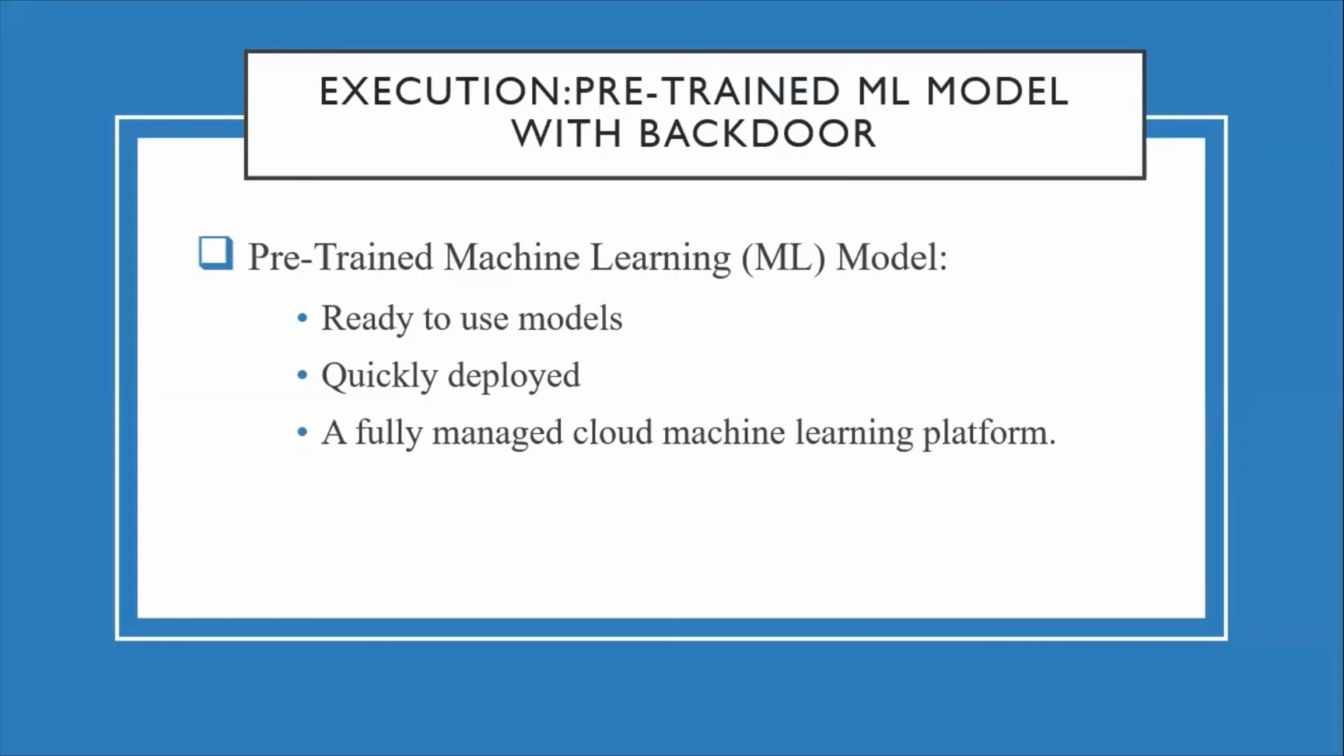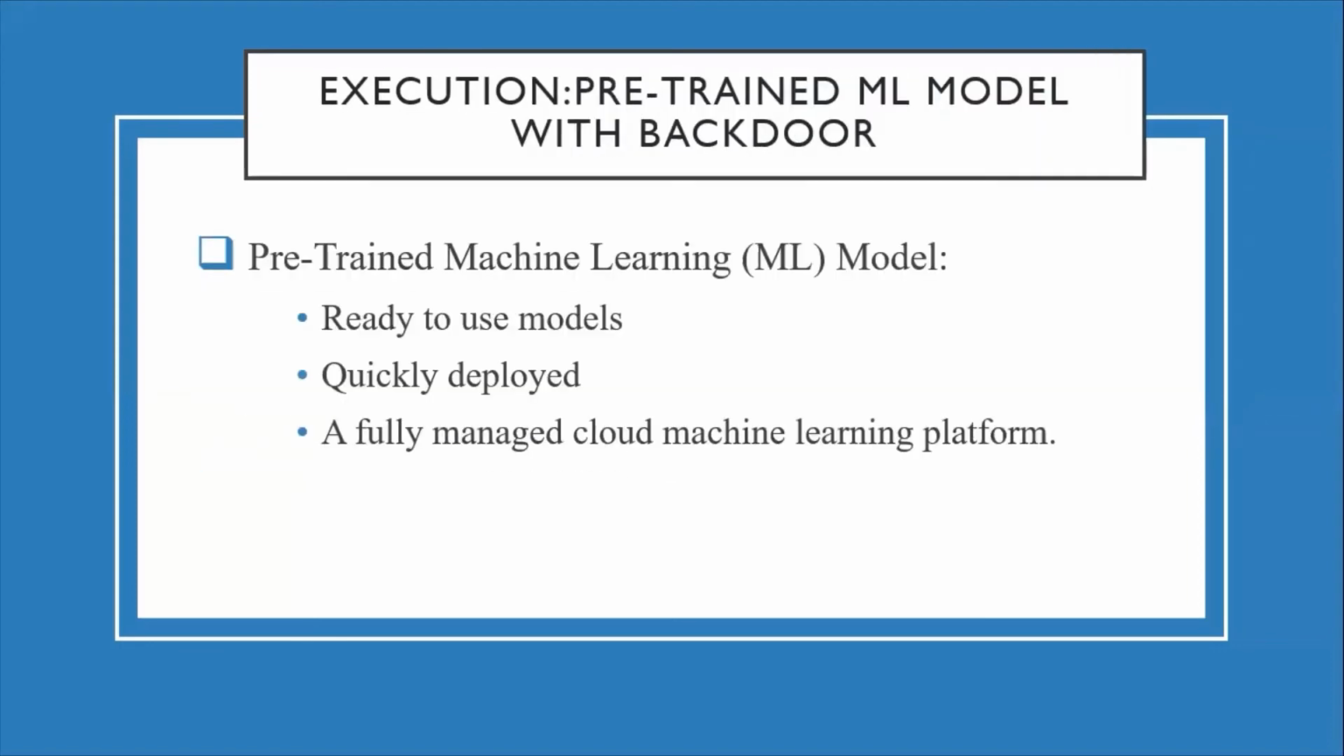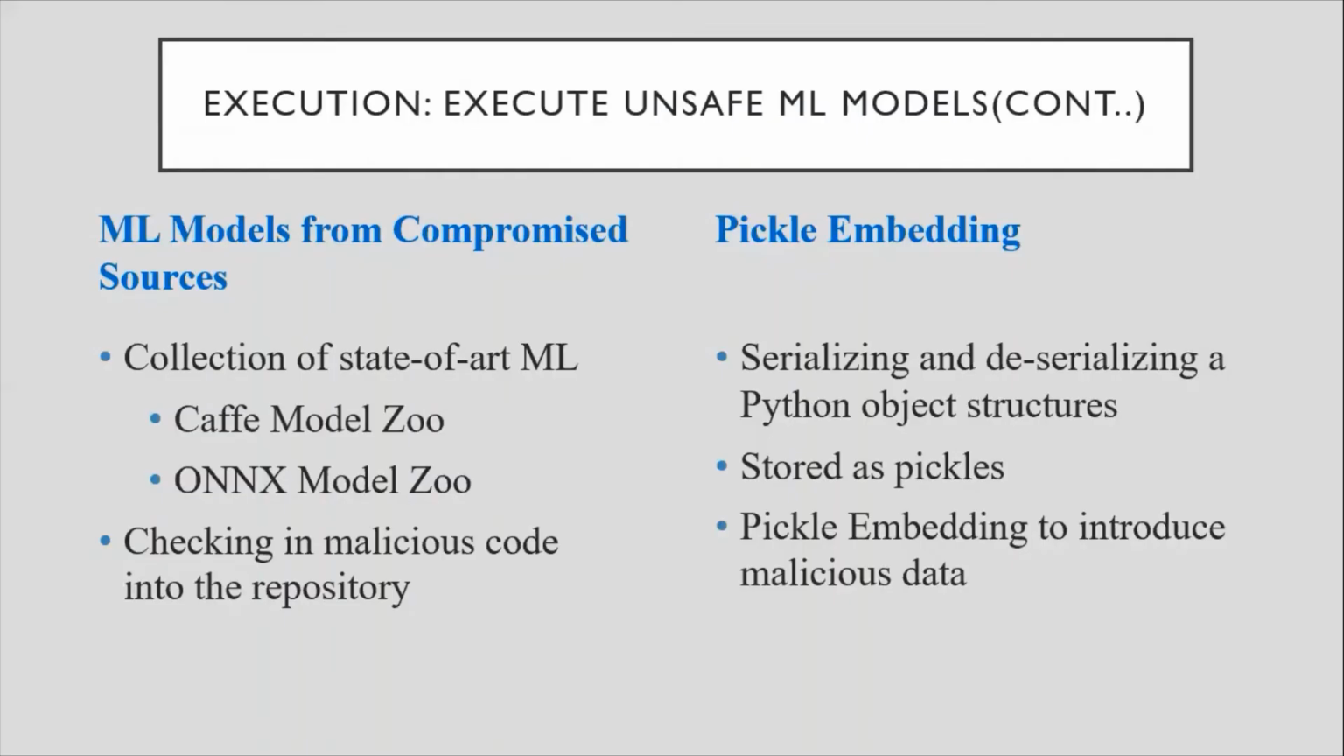So if the attacker gets access to the system, he can replace the model with his pre-trained ML model with a backdoor, or a vendor can deliver an ML model with a backdoor to the client. It is kind of like software delivery where the software itself is corrupted. Also, an unsafe ML model is very easy to execute. The attacker can do some PKL embedding or introduce a malicious data payload in the model. Execution can also come from downloading models from compromised sources.